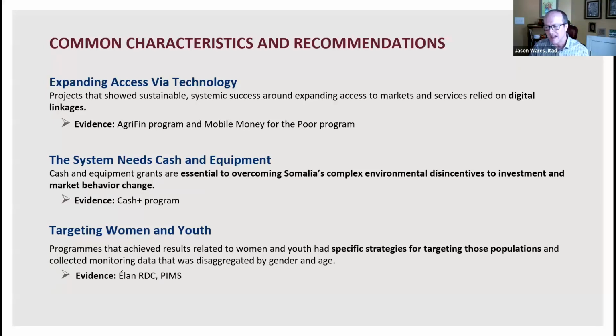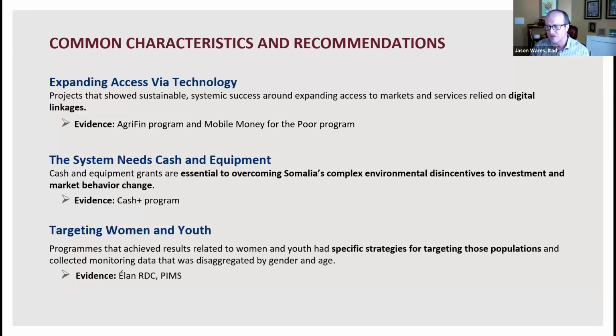The system needs cash and equipment. While the projects reviewed all sought sustainability, they also relied on cash and equipment grants to grow productive capacity, demonstrate the potential of new approaches, and buy down the risk associated with behavior change. Providing cash and equipment also increased demand.